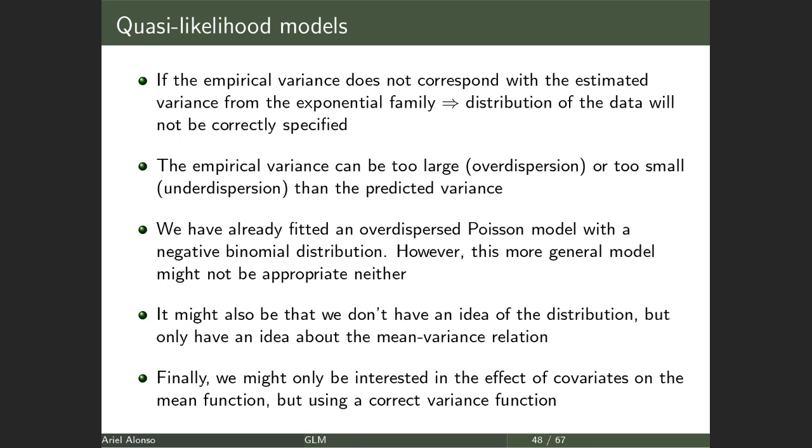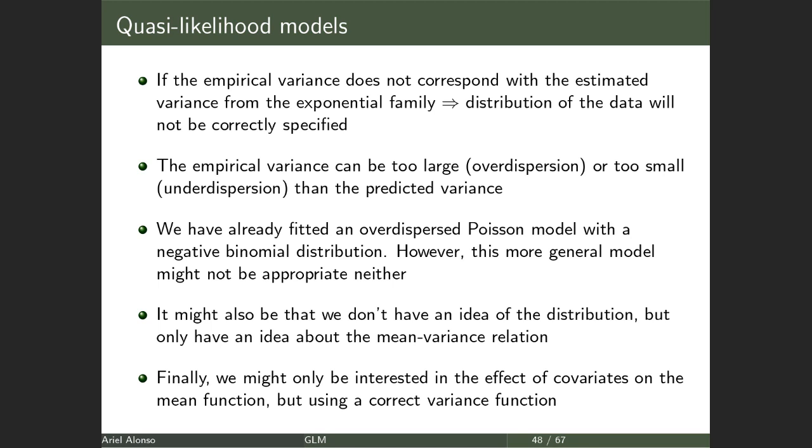And it may also be the case that you don't have a clear idea about the distribution of the data, but you do have an idea about the mean and the relationship between the mean and the variance. But more than that, you don't know exactly what the distribution of the data is. That may also be a situation in which you have information that allows you to specify the mean. You have some idea about how the mean and the variance relate.